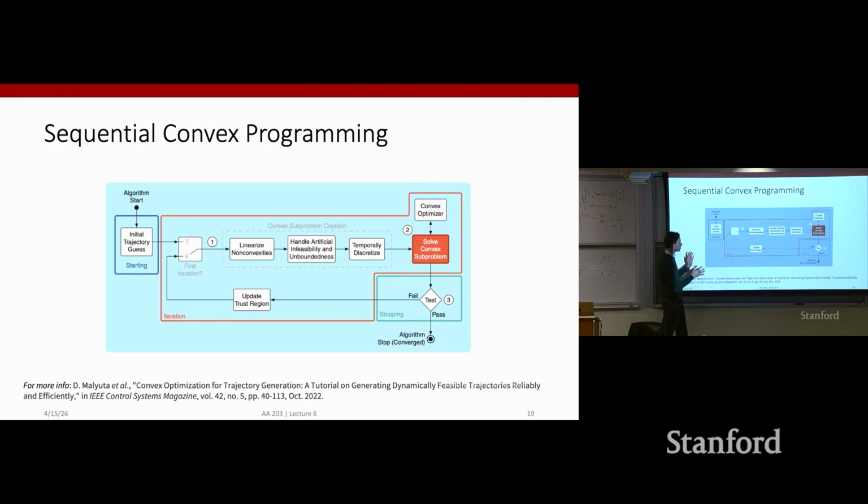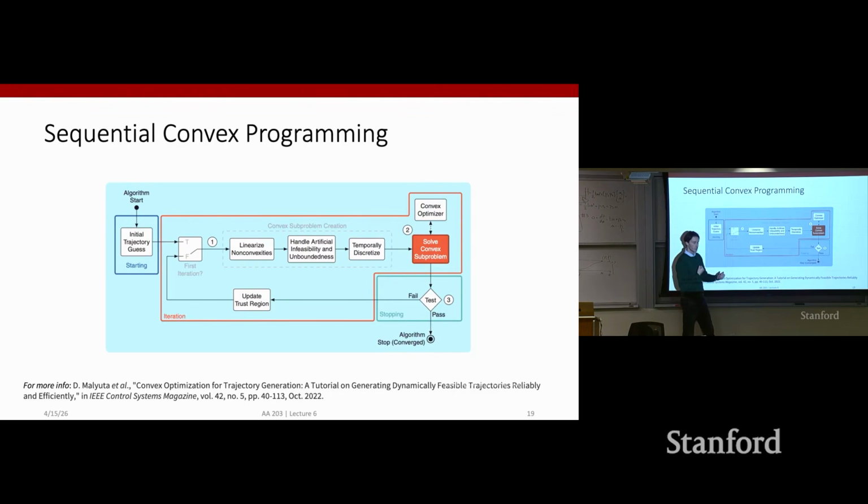at the overall, high-level picture, SCP describes a scheme where we are given an initial trajectory guess. We linearize the non-convexities around this nominal guess, as we just saw. Forget this box for now. We discretize it. We solve it through convex optimization. If we're happy, then we're done. If we're not happy, we start this loop again.